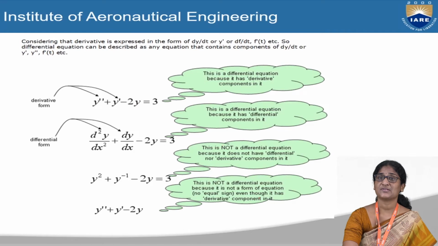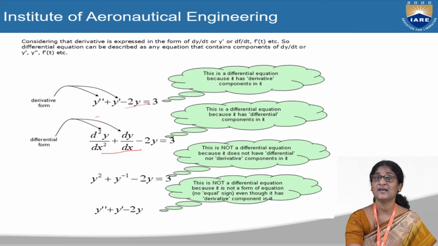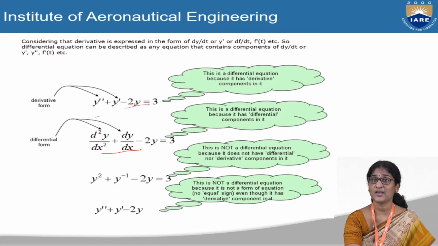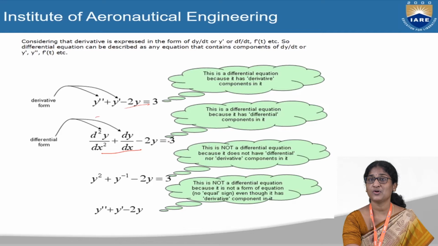Now, not all equations represent differential equations, and a differential equation can be represented in a number of ways. The first and second differential equations are the same, but the way they are represented is different. Here the differential equation is represented by y dash, and the y double dash can also be called d square y by dx square. Both are one and the same. An equation can be represented as y double dash plus y dash minus 2y, or in elaborately expanded form we can write it as d square y by dx square plus dy by dx minus 2y is equal to 3. Both are differential equations.